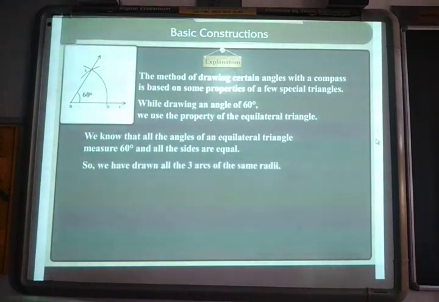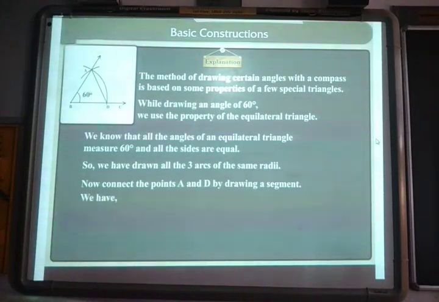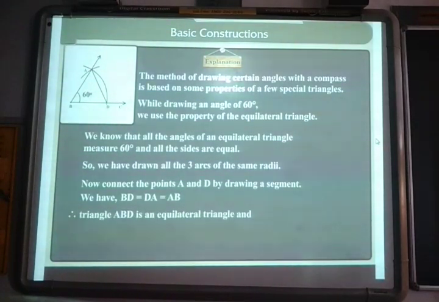So, we have drawn all the three arcs of the same radii. Now, connect the points A and D by drawing a segment. We have BD is equal to DA, which is equal to AB. So, triangle ABD is an equilateral triangle and hence angles ABD, BAD and ADB are of measure 60 degrees.